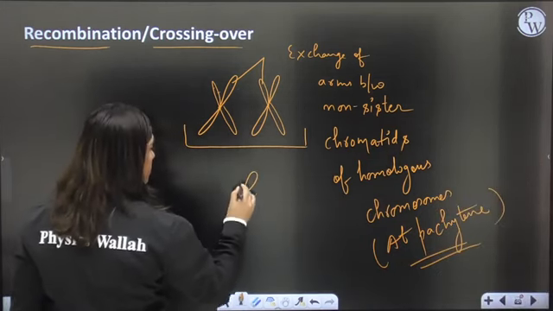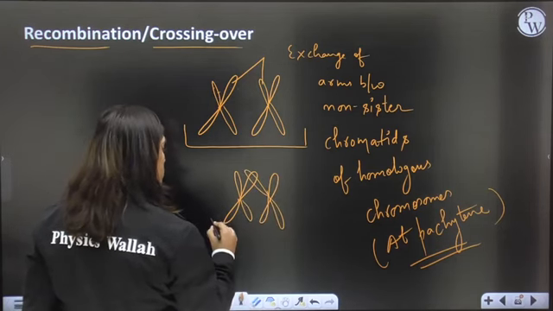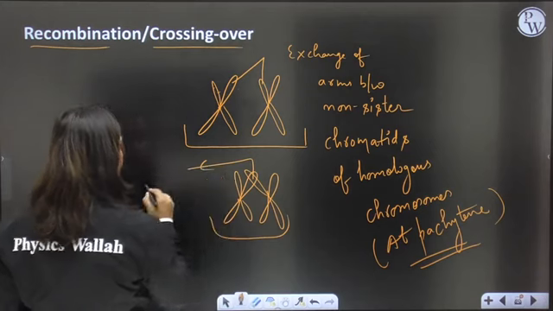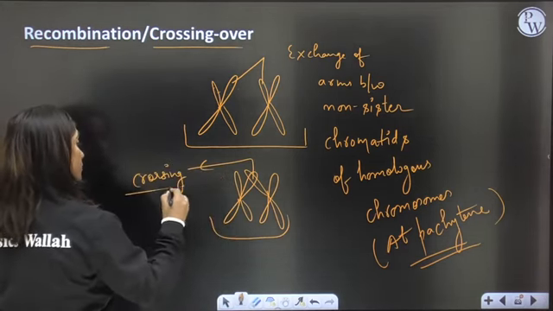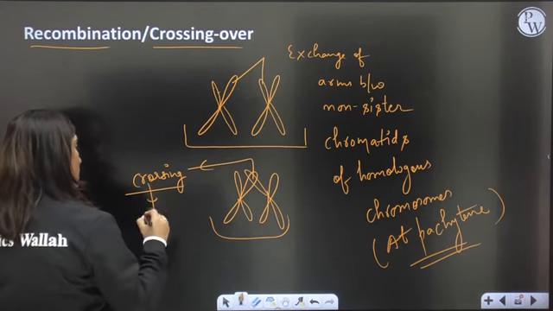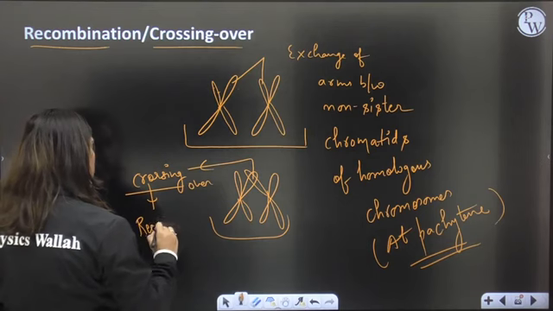There is genetic change, and this is called crossing over. And what is the result of crossing over? Recombination, that is formation of new combinations.